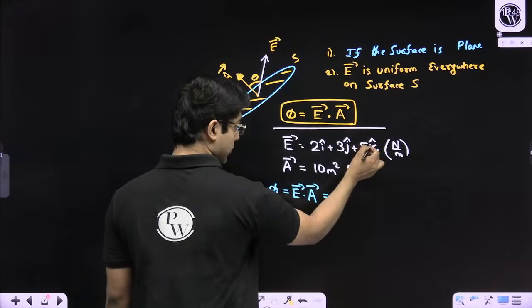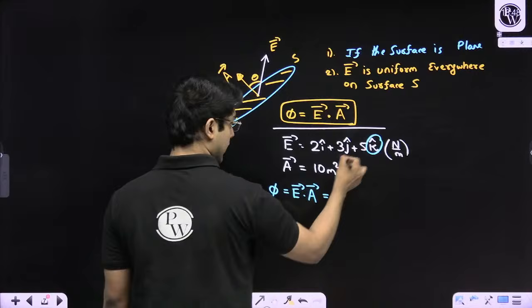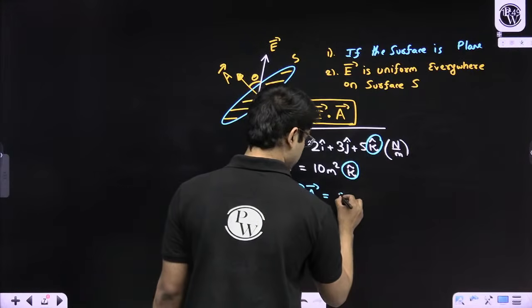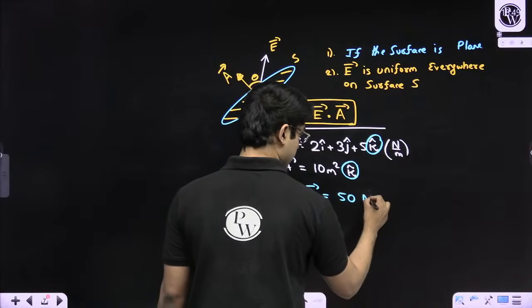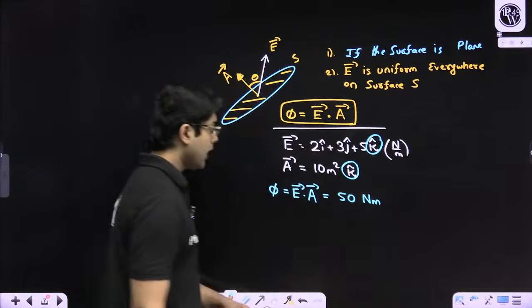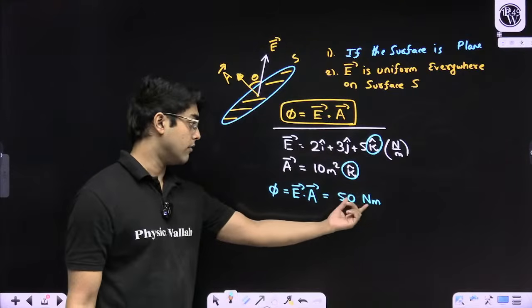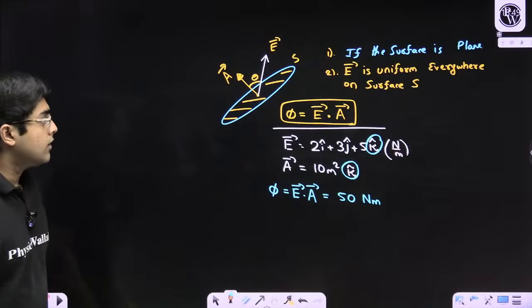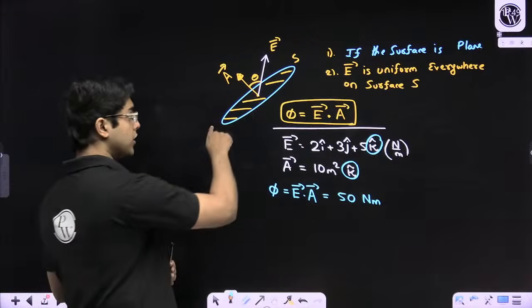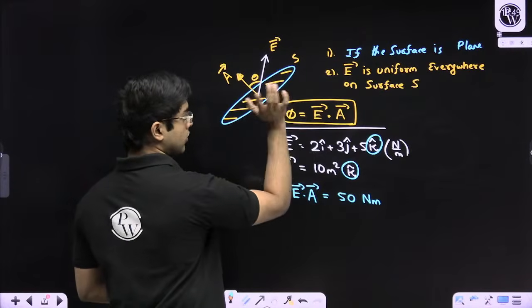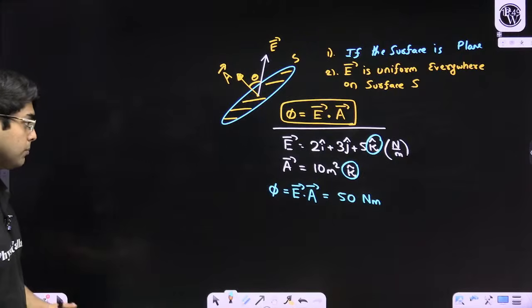How do you take the dot product? In the area we only have k cap, so just multiply the k cap components. 5 into 10 will be 50. The unit is Newton per meter into meter square. Flux is a scalar, the dot product of E and A, so it will only have a number. That is the basic story of electric flux if we have a 2D surface and a constant electric field, and usually this is what is asked in boards.